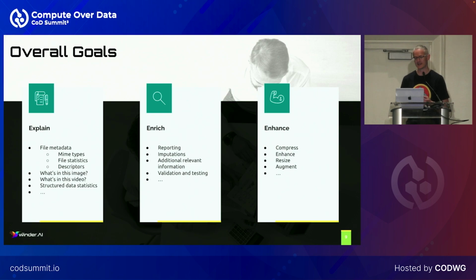And then finally, the third tenet was enhance. Can we actually improve the data that flows through our system? Initially we've just started off with really simple enhancements like resizing images, resizing videos. But you can imagine all sorts in terms of augmenting the data and improving the quality and compression and stuff.